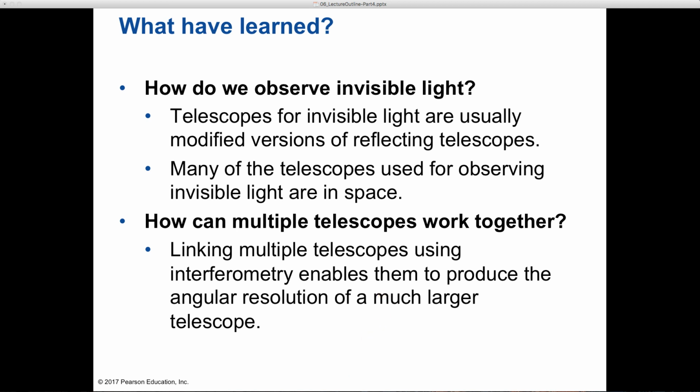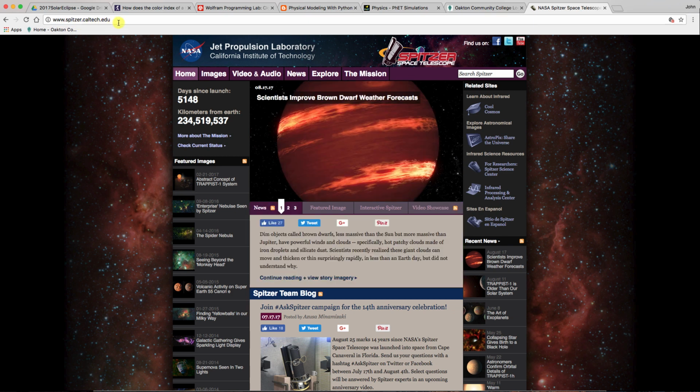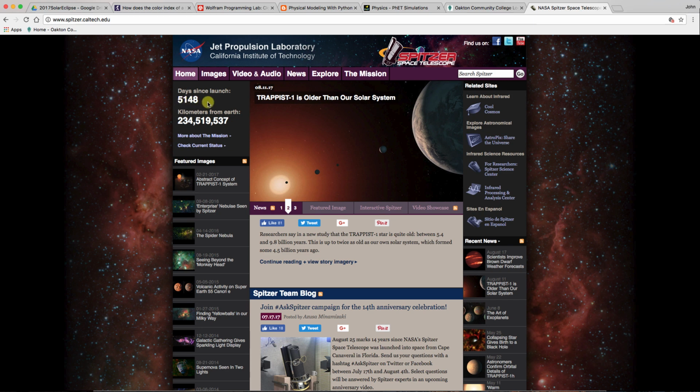So let's just go to the web page for the Spitzer telescope. If you just Google Spitzer, you'll find the website is spitzer.caltech.edu. And this is the main homepage. There's all kinds of neat stuff here. You can read about the actual mission. You can see it's been 5,148 days since it was launched. This is how far it is from Earth right now. And you can read more about the mission.